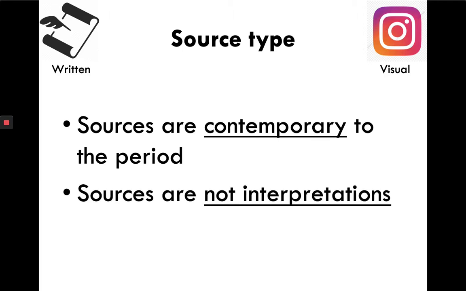Now, linked to that is that it's not an interpretation. Sources are not interpretations. That's often a common error, and you need to make sure that you don't get that mixed up. You'll see interpretations in the other side of the paper, or part one.